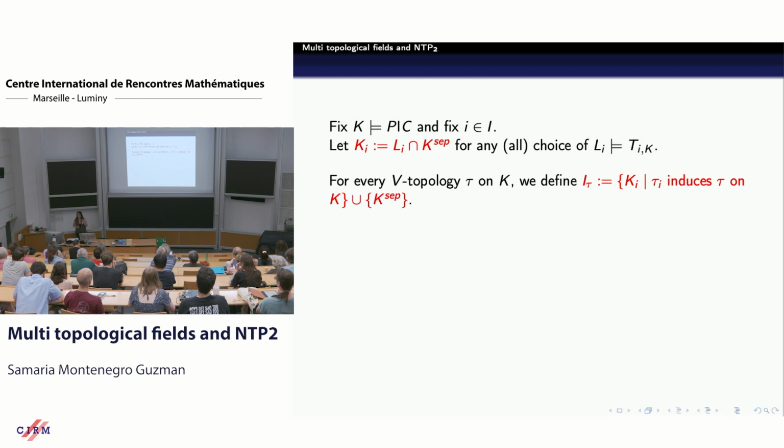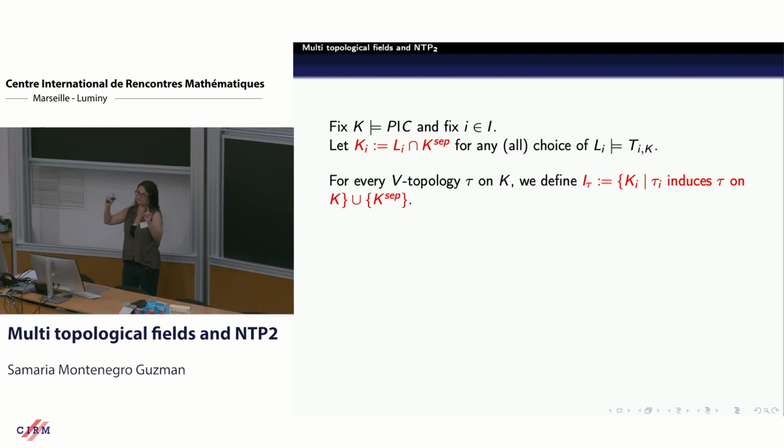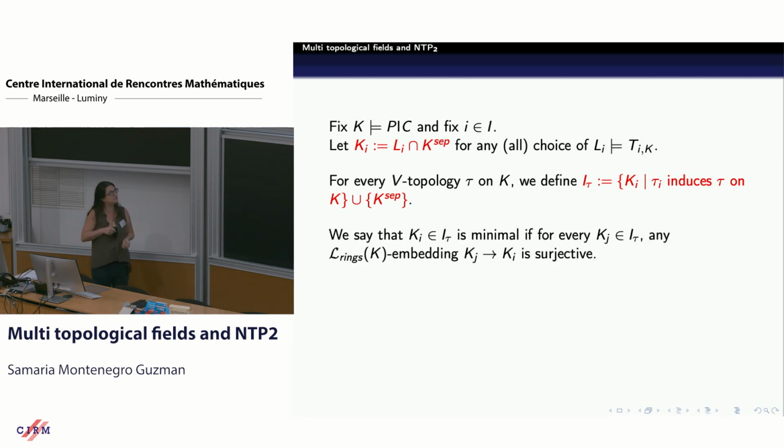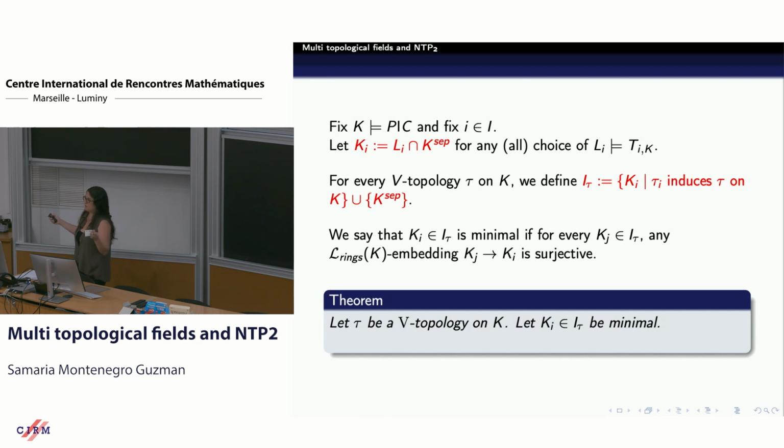And for every V-topology on K, because remember that I fixed one topology for each i, but maybe I have more, in particular in V, because the topology was in T_i. So for any V-topology tau on K, I will define this set E_tau, the set of K_i such that tau_i induces tau on K, or with the union of the separable closure of K. And we will say that a K_i here is minimal if for any other element K_j in the set, any embedding of K_j into K_i is surjective. The minimal elements exist, and this will be our closure in some way, because if you have a V-topology on K and you take the minimal element of this set, then K will be dense. That will be our tau-closure in some way.